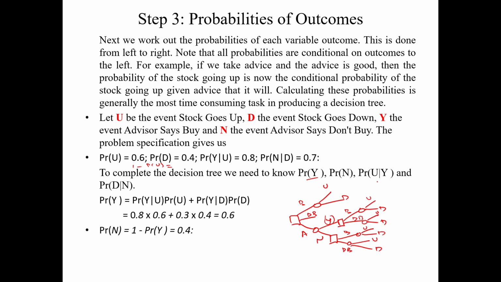Now if he says yes and the stock goes up, how do we calculate this? If he says yes, given go invest, there is an 80% chance. What will be the probability that the stock will go up? So we need to calculate this probability. And if he says don't go, there is a chance that the stock will go down. So we also need to calculate this, this and this. Okay, so probability of yes.